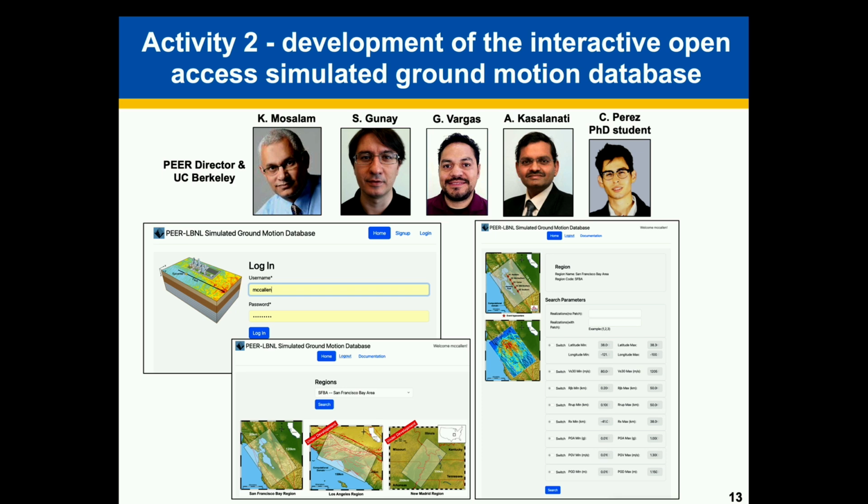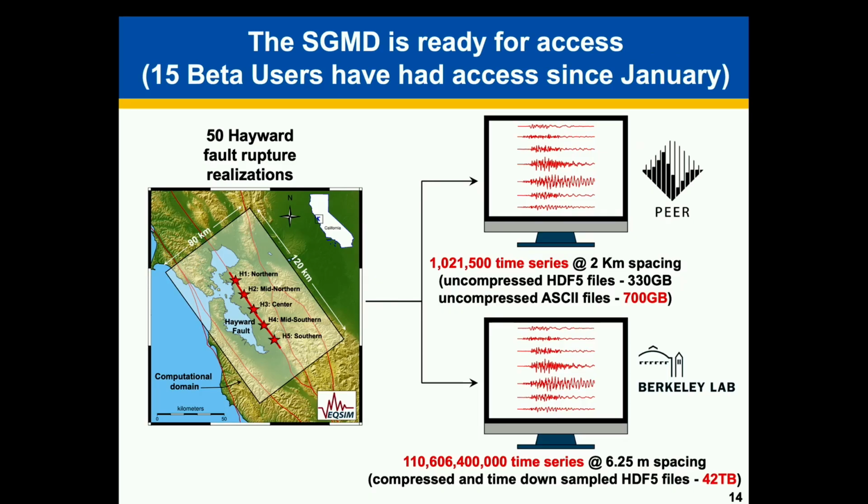We have 15 beta users from cross-cutting academia, industry, and government. And since January, when they came on board, they have downloaded over 5 million time histories and looked at and utilized some of those. So far the database has worked really well. So the database is going to look something like this.